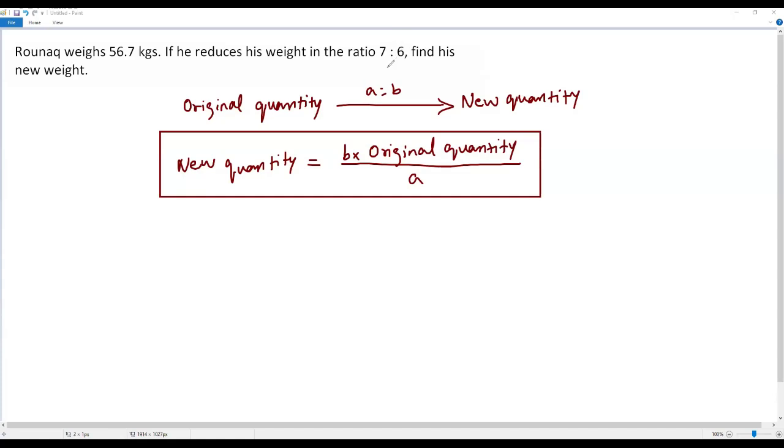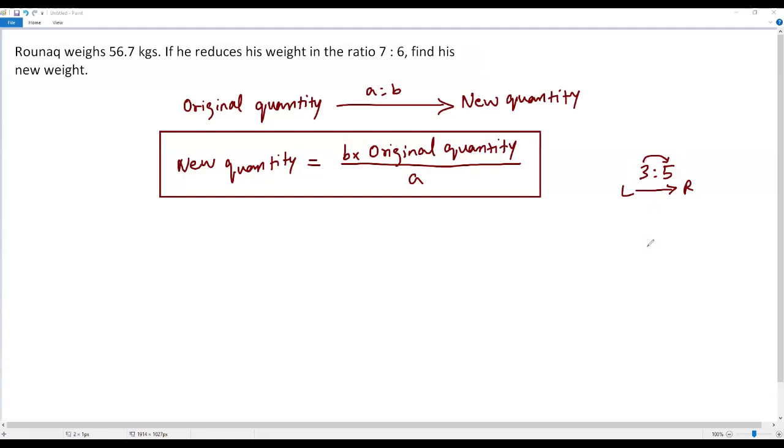And also, even from the ratio, we can decide whether the quantity is going to be increased or decreased. For example, let me consider the ratio 3 to 5. That is, the original quantity is changed in this ratio 3 to 5. To understand whether it is going to be increased or decreased, we have to look at the ratio from left side to right side. If it is in increasing order, that is, it has been changed from 3 to 5, that means the original quantity is going to be increased.